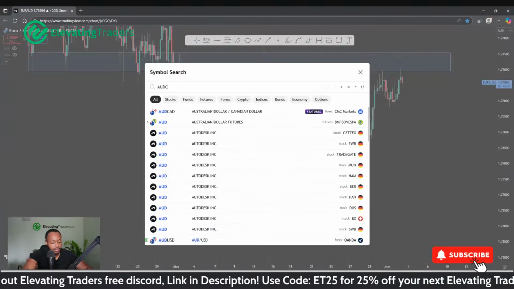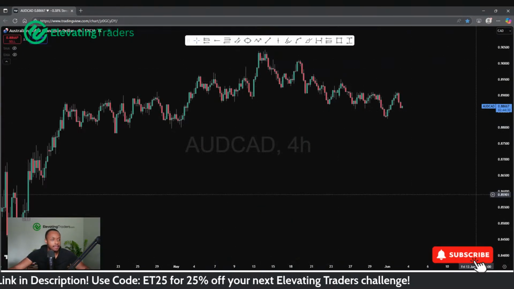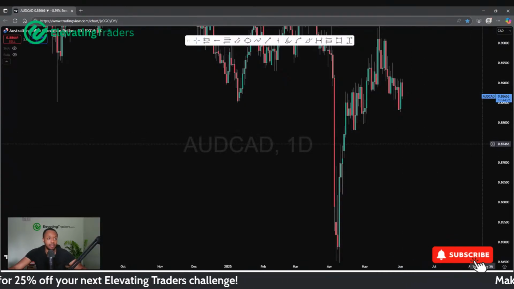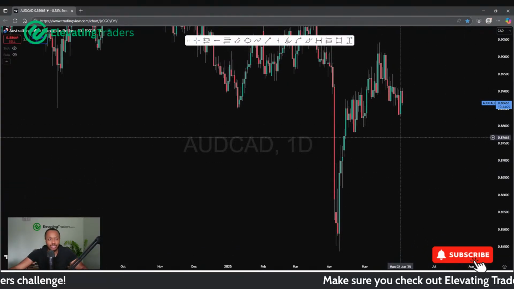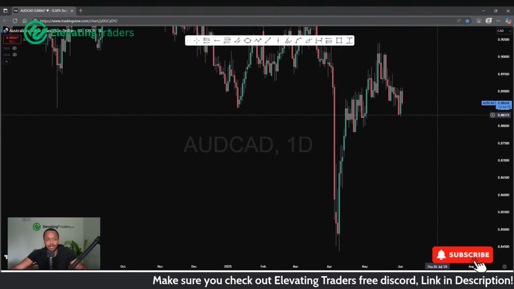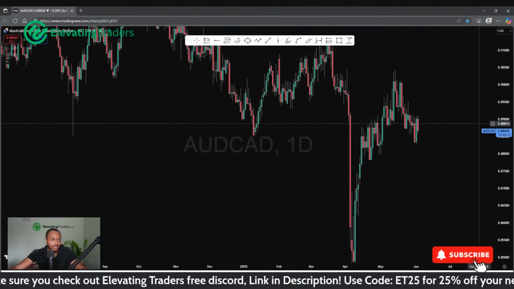In terms of Aussie CAD, I'm pretty bullish on that as well. I do think there's a rally to be had to the upside. I'm very bullish on New Zealand CAD. I think that pair looks a lot better, so I'm a lot more focused on New Zealand CAD at the moment and waiting for opportunities there rather than looking so much at Aussie CAD.